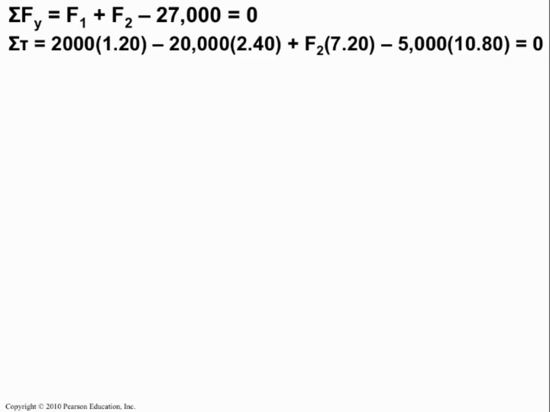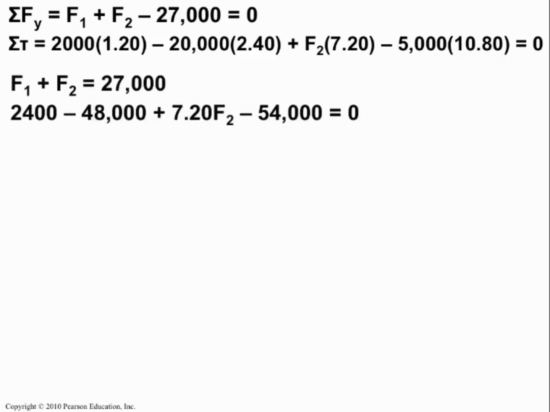All right, so we carry our system forward. The force equation, F1 plus F2 minus 27,000 equals 0, and the torque equation, 2,000 times 1.20, etc., equals 0. Now I have F1 plus F2 equals 27,000, just rearranging the first equation a bit. And I can evaluate what I can of the second equation. So I have 2,400 minus 48,000 plus 7.20 F2 minus 54,000 equals 0.